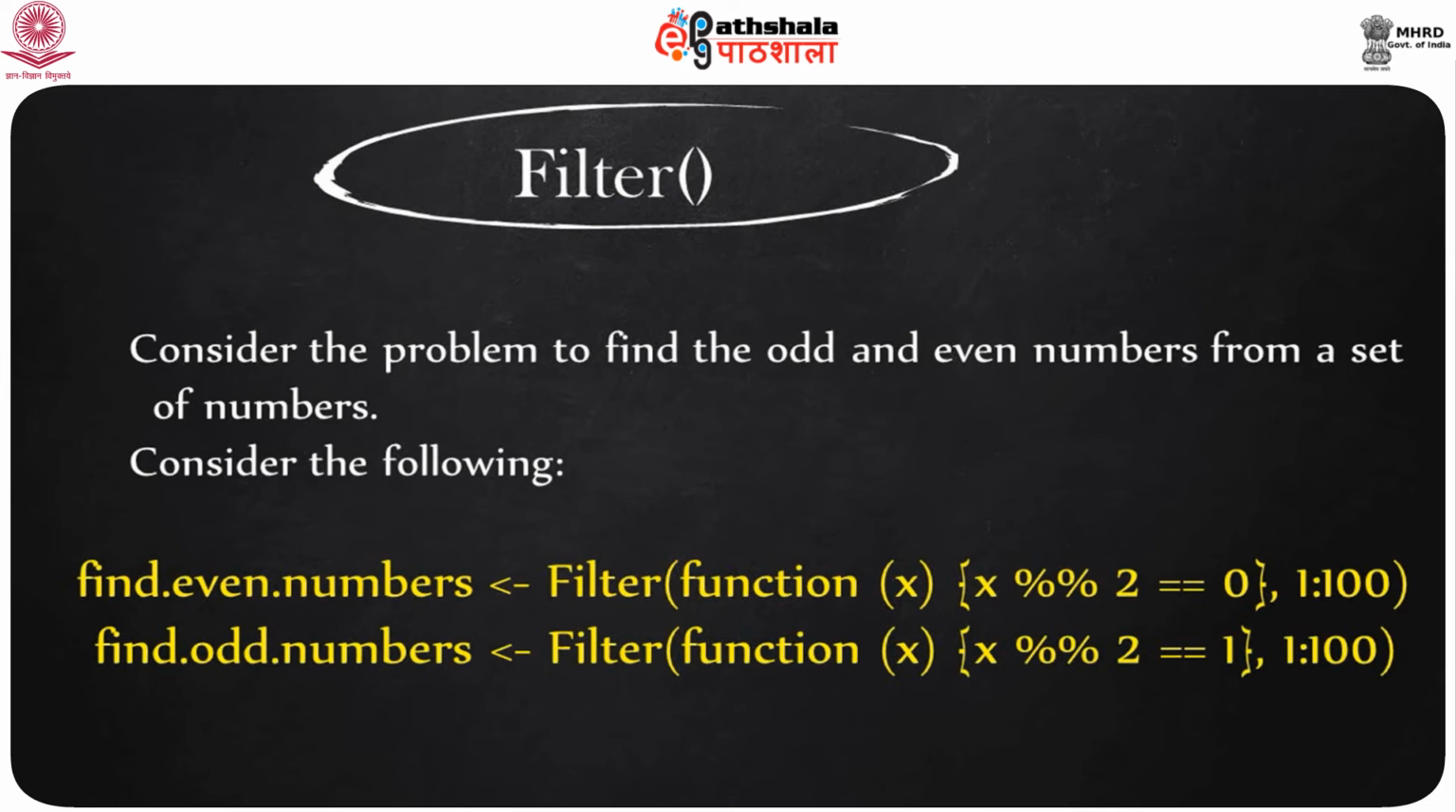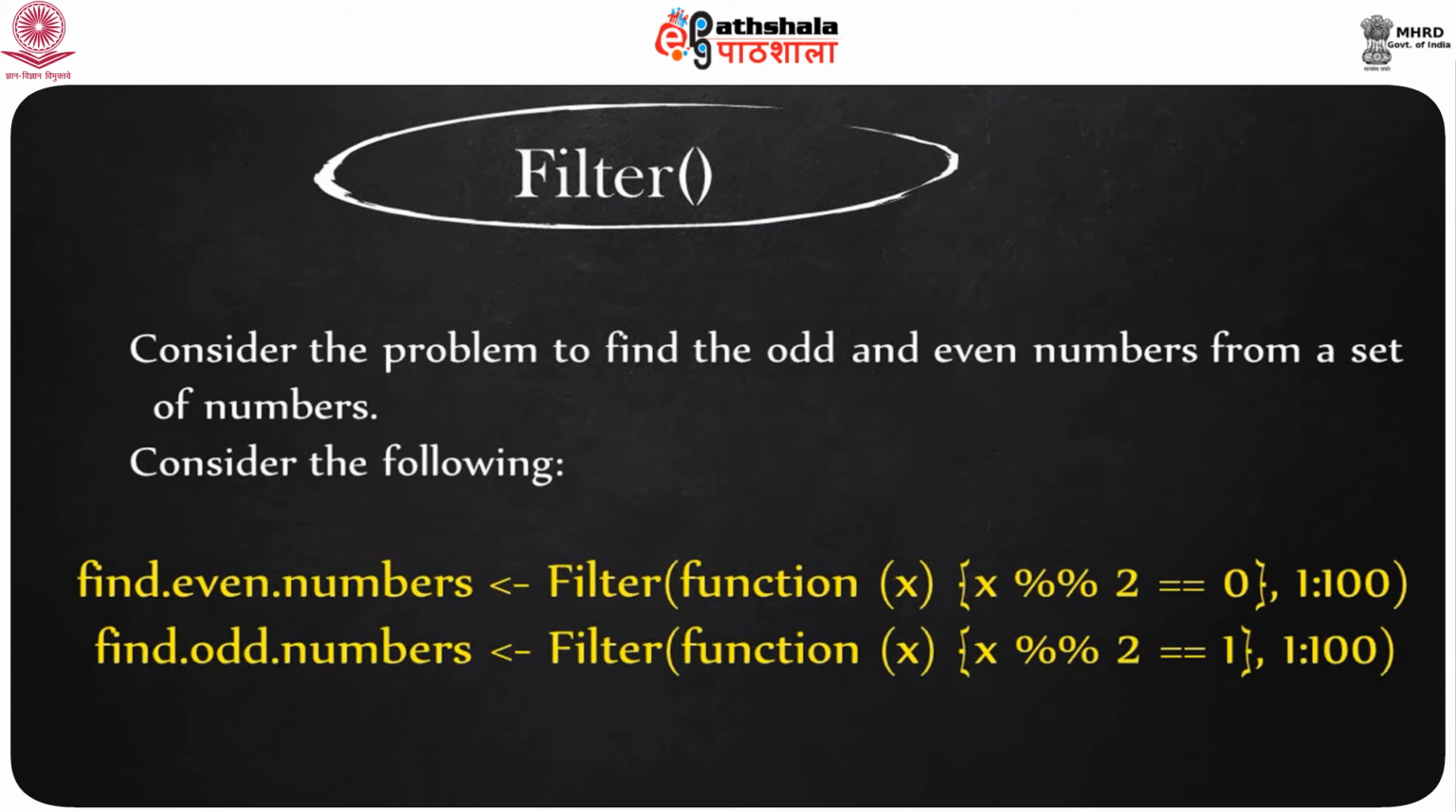Now what are these functions that they are taking? Here we are using a function of x, and we are considering those numbers for which x is absolutely divisible by 2, and we are considering the set of numbers from 1 to 100 from which we are required to find the even numbers. So these sets are given.